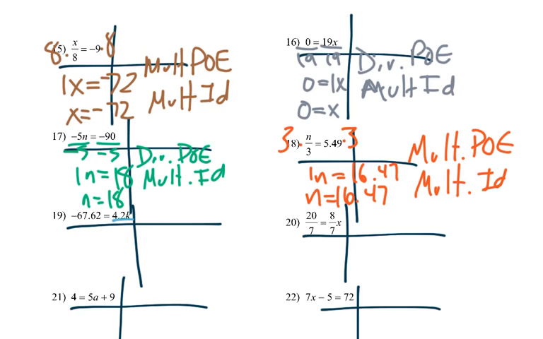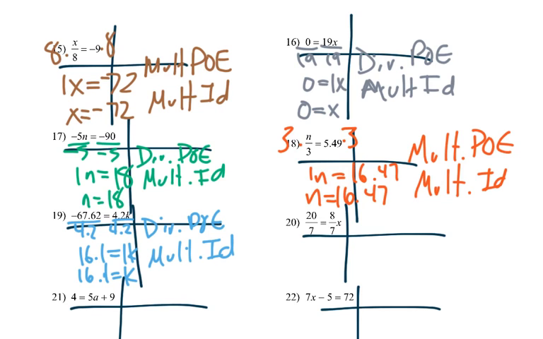Okay, then on this one we divide by 4.2 to separate it from k. So negative 67.62 divided by 4.2 gives us 16.1, and that equals 1k. Drop the 1, we get 16.1 equals k. And we used again division property of equality and that multiplicative identity of 1.